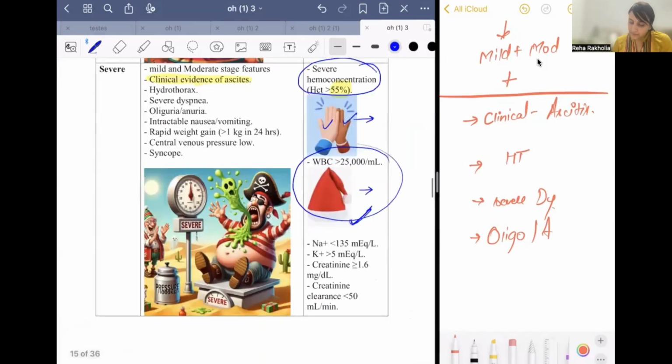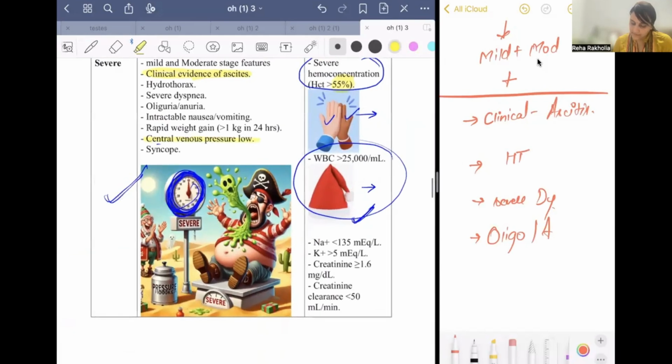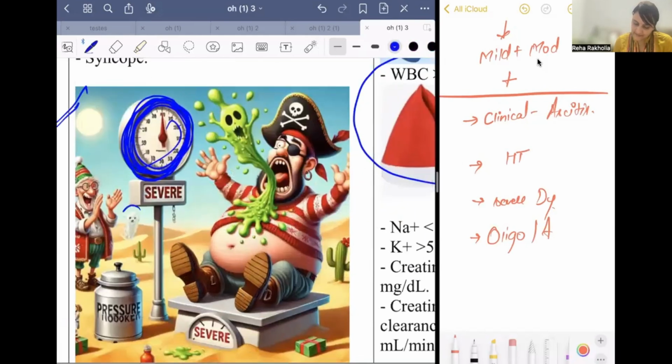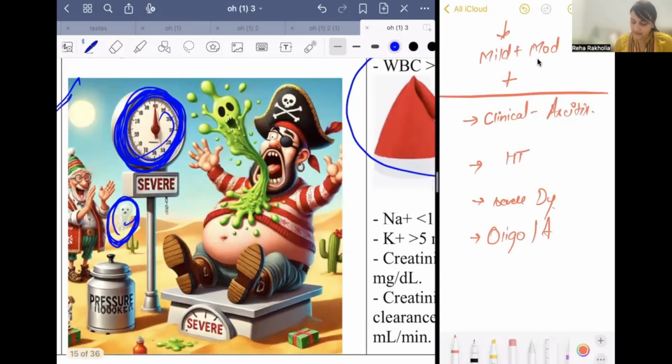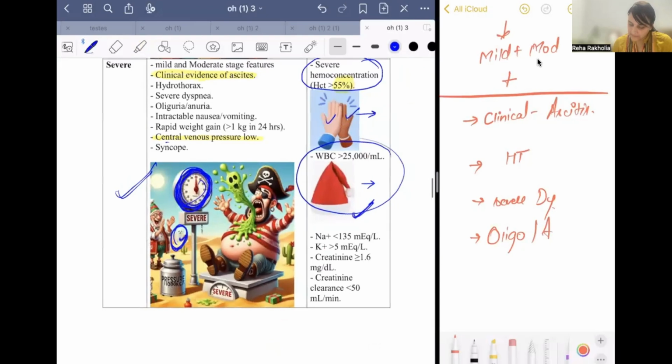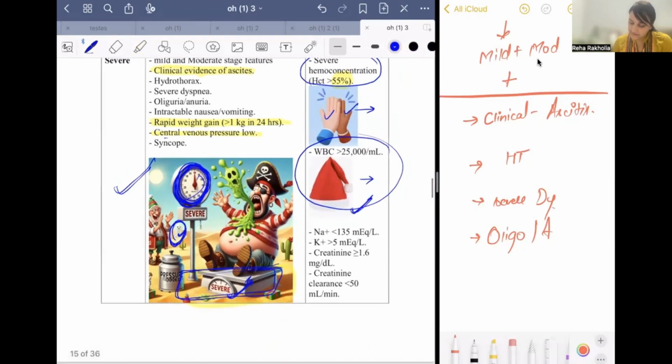See, this picture mnemonic for severe: can you see this pressure is increased, meaning central venous pressure is low. This pressure is low. From the picture mnemonic you can see syncope. For syncope I have made this. It means they fainted, so they are looking all white. For central venous pressure I have already told. Then rapid weight gain, 1 kg. Can you see the weighing machine in the picture mnemonic? Then ascites, clinically we can see it is ascites.